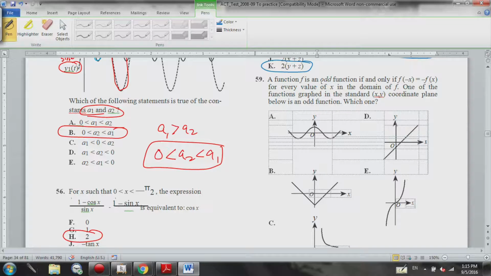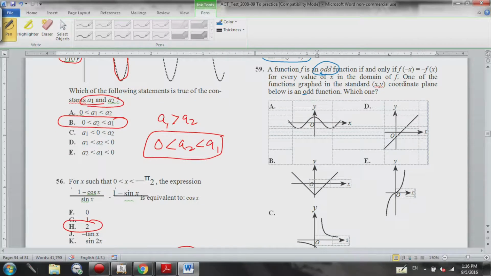A function f is an odd function if and only if f of the opposite of x equals negative f of x for every value of x in the domain of f. One of the functions graphed in standard form in the standard xy coordinate plane below is an odd function. Which one of these is an odd function?